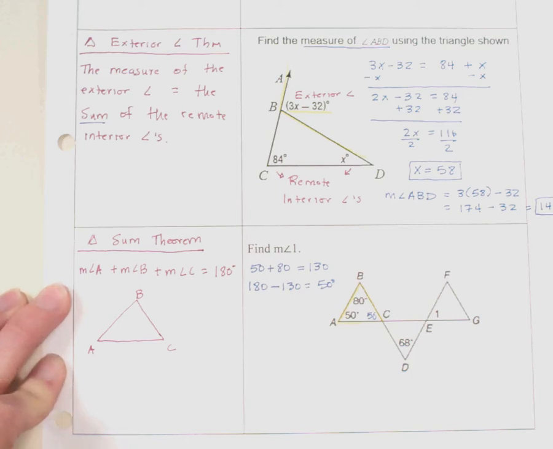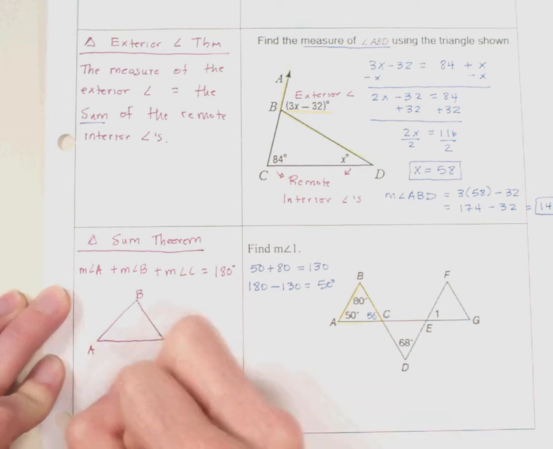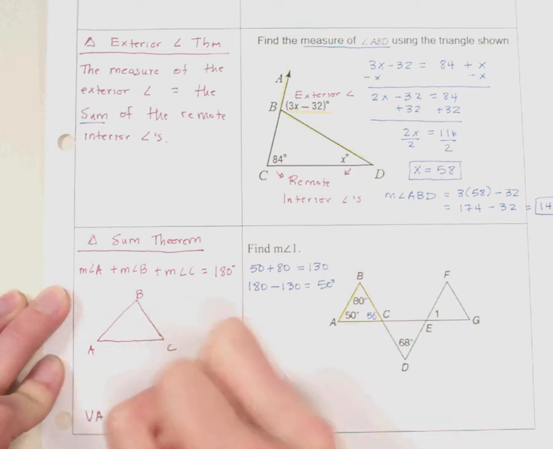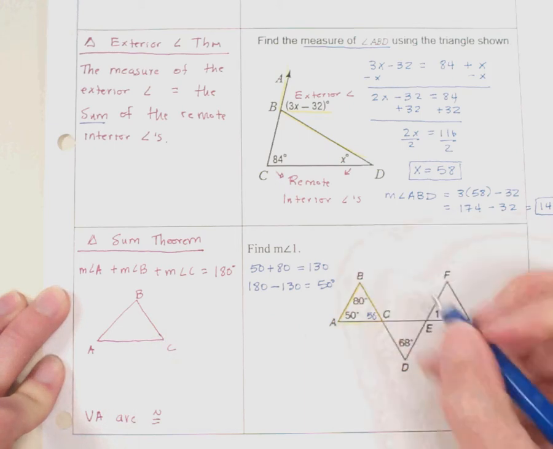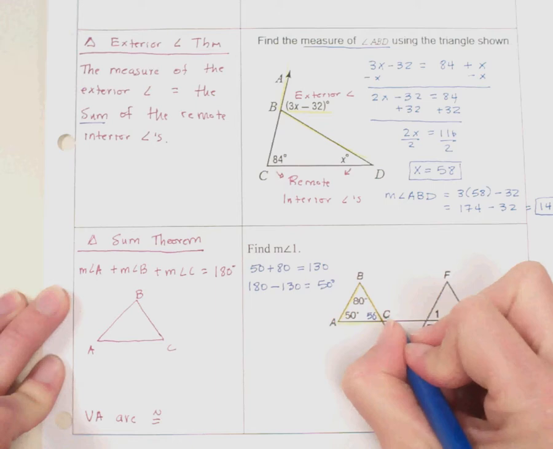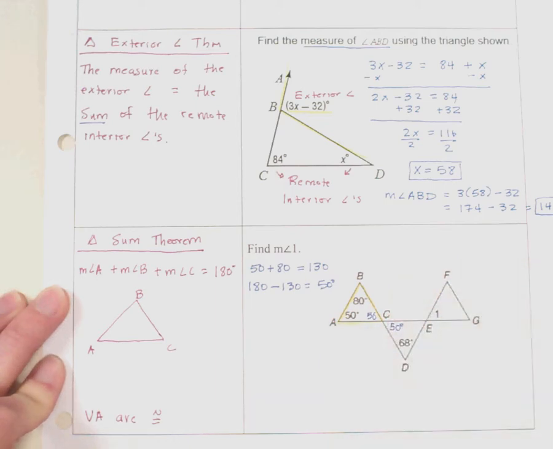Now, something else I know from previous lessons is that vertical angles are congruent. So angle ECD is a vertical angle with angle BCA. Vertical angles are congruent, so this angle is also 50 degrees.